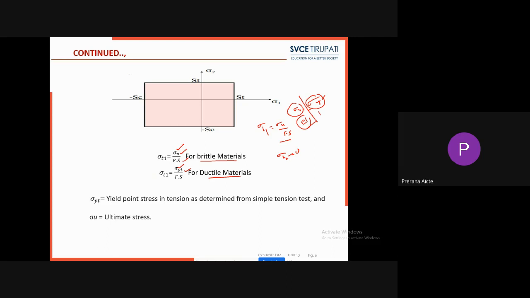Clear? Okay, good. So for example, one small problem is there. You should note down, all of you. Please note down. For example, one bolt is there. The ultimate stress of the bolt, sigma U, is equal to 320 kilonewton.